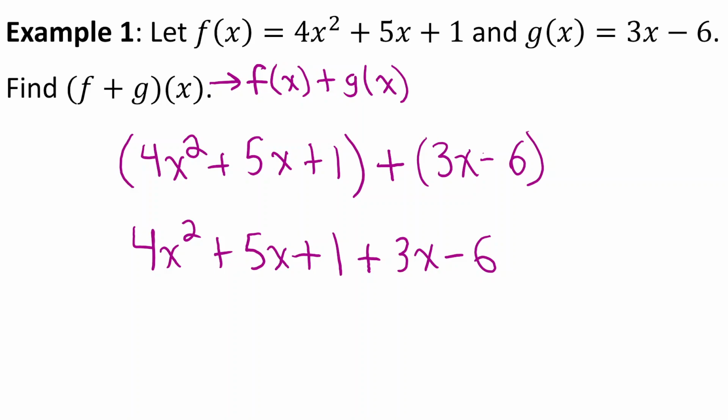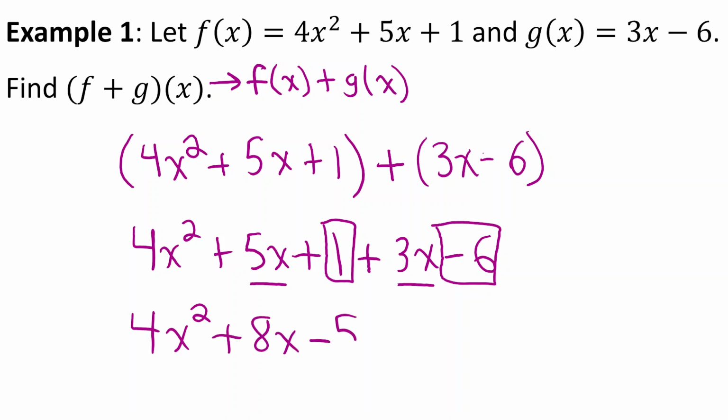But as we're adding the two functions together, we should analyze and see if there are any like terms. So I do see that 5x and 3x are like terms, as well as 1 and negative 6. Make a note here that when I did my boxes, I did box the positive 1, but I also did box the minus 6 to show that it is negative 6. So in our final answer, we would get 4x squared plus 8x minus 5.